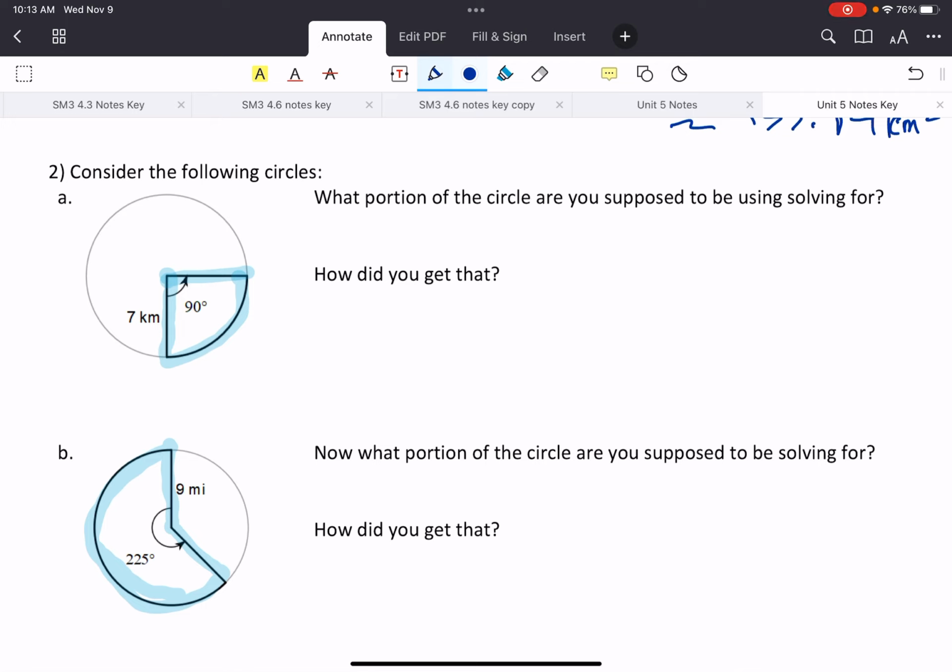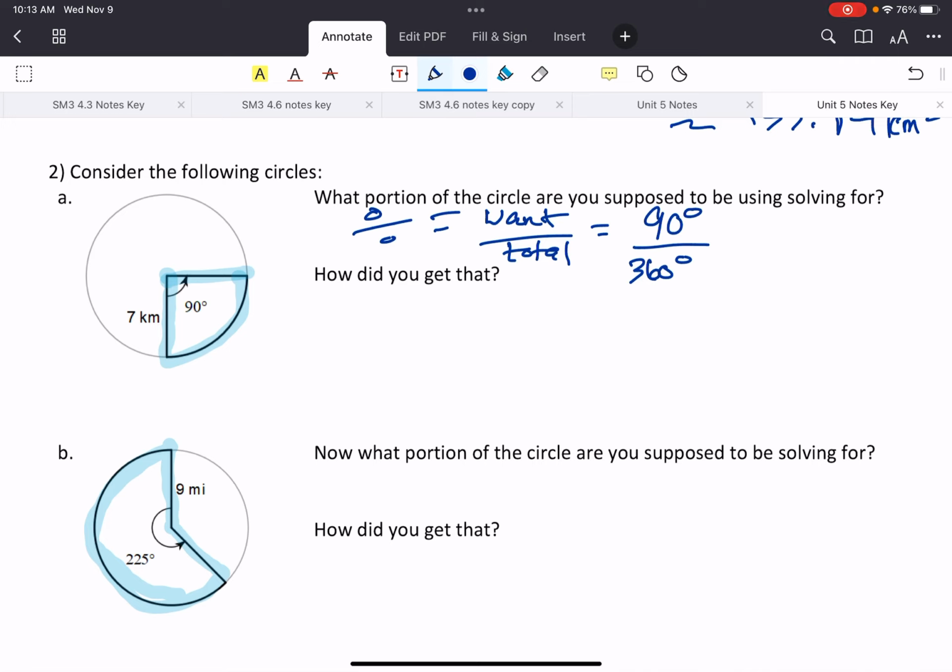So what do we know about the fraction thing? Percent equals what you want divided by the total. So what do we want on this? The area of the sector. The 90 degrees, right? So we want the 90 degrees. What is the total degrees of a circle? 360.